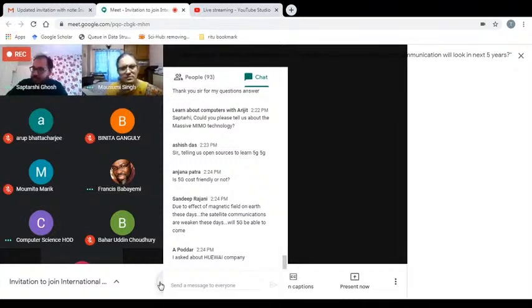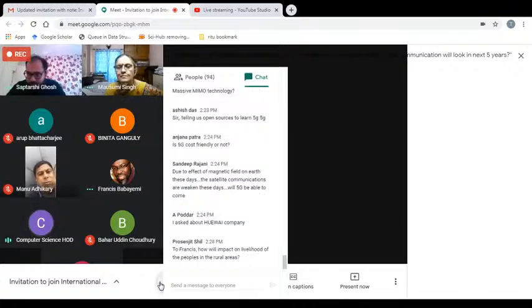Mr. Sandeep Rajani, Saptashi again asked you that due to the current scenario, it's a very common effect that due to the magnetic field on the Earth in these recent days, satellite communications become weakened from time to time. Whether 5G is able to overcome this problem, is there any intelligent technology present?